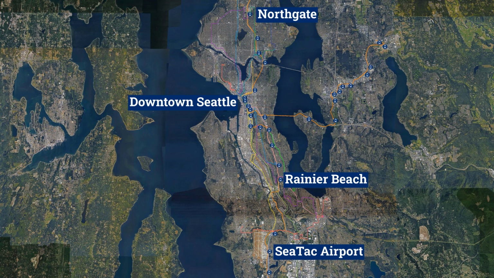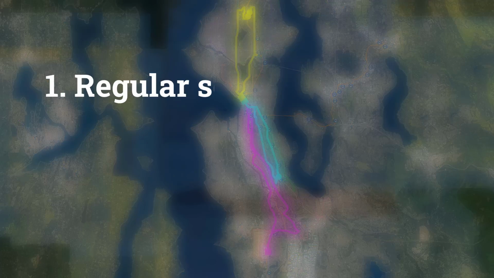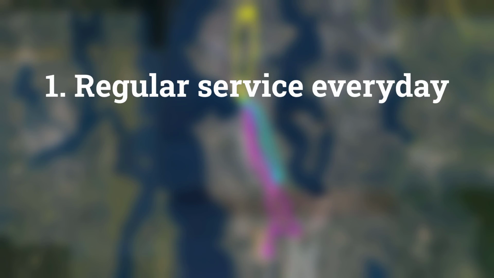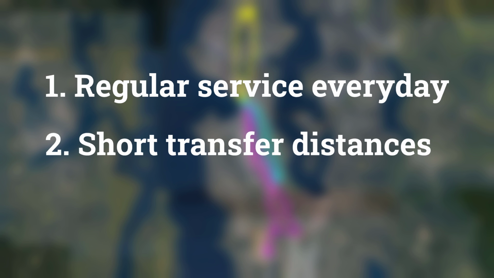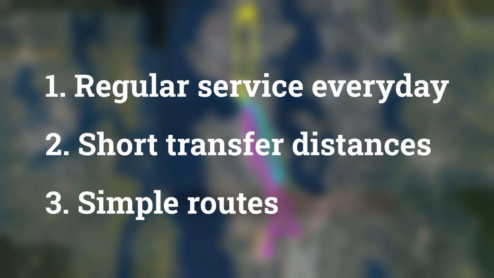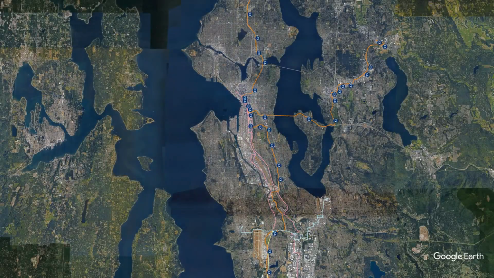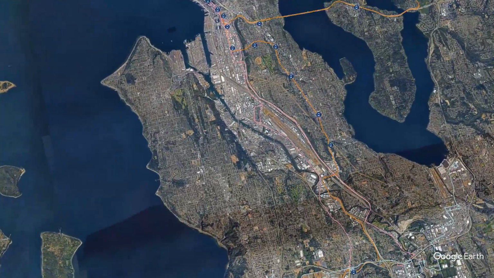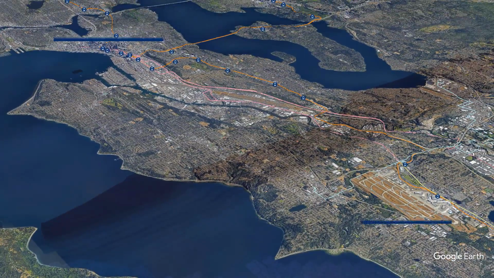For this video, we'll focus on 3 routes: downtown Seattle to SeaTac Airport, Rainier Beach to downtown Seattle, and Northgate to downtown Seattle. I try to use bus routes that run regularly most times of the day on all days of the week, minimize walking or rolling for transfers, and are simple to follow. Our first trip is from downtown Seattle to SeaTac Airport.